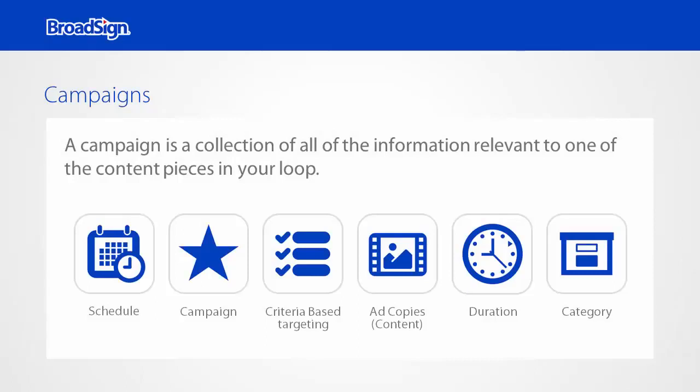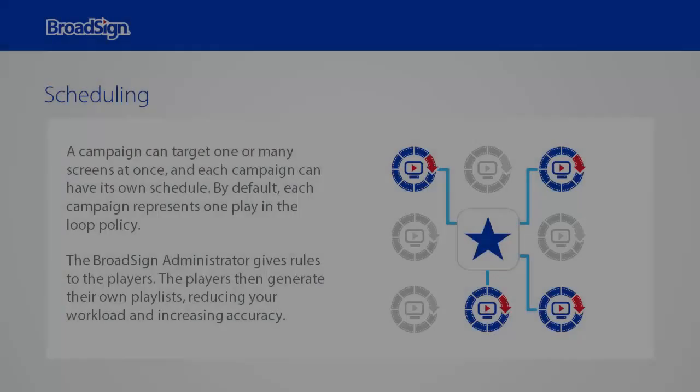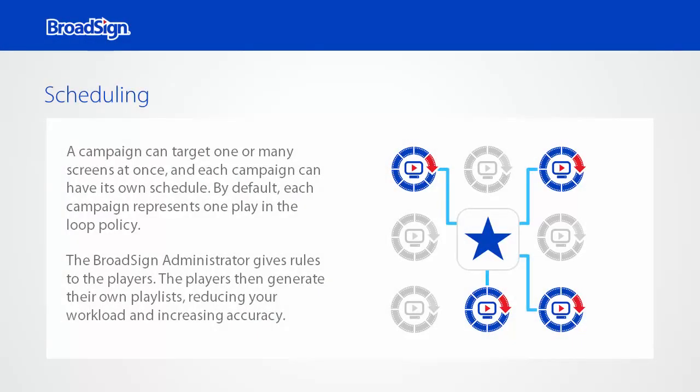A campaign is a collection of all of the information relevant to one of the content pieces in your loop. A campaign will contain the schedule, the content to play, its duration, along with some rules for the player. A campaign can target one or many screens at once. Each campaign can have its own schedule. By default, each campaign represents one play in the loop policy.